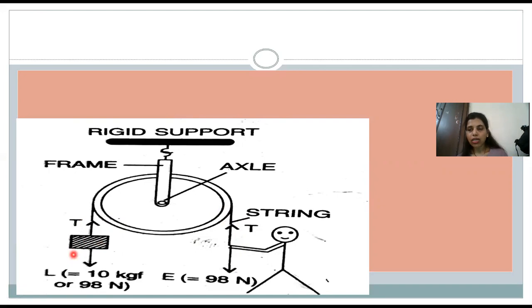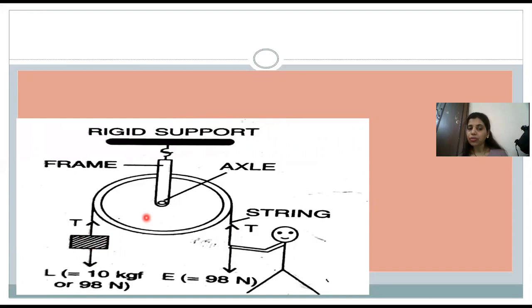When a diagram is asked, you have to draw a scientifically correct diagram. Scientifically correct means the position of the tension is marked. If you're not drawing tension over here to support this effort, and not drawing tension over here to support this load, you will get 0 marks. So marking the position of tension in the strings is very, very important when drawing the diagram of the pulley. This is a single fixed pulley, children.